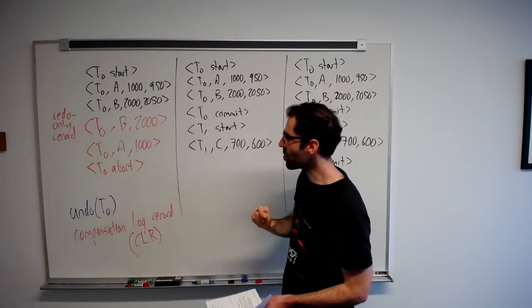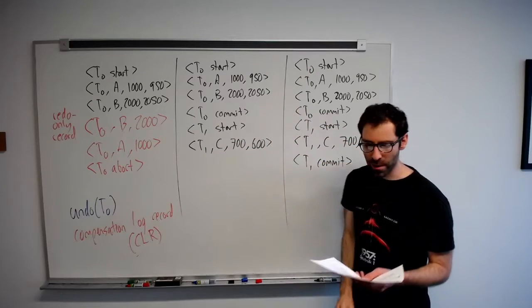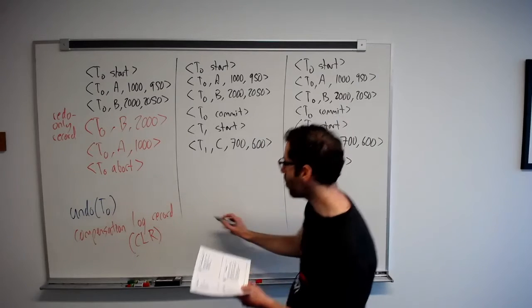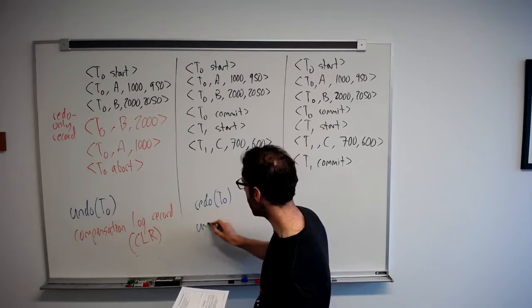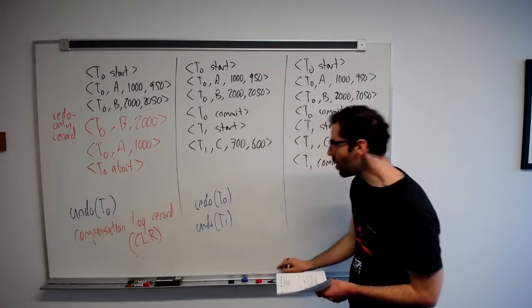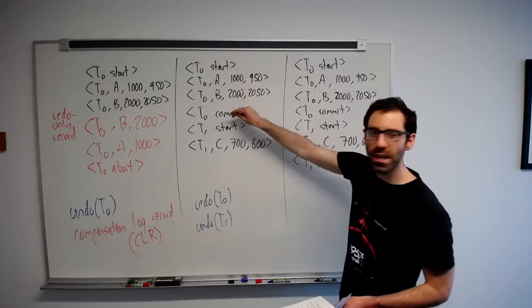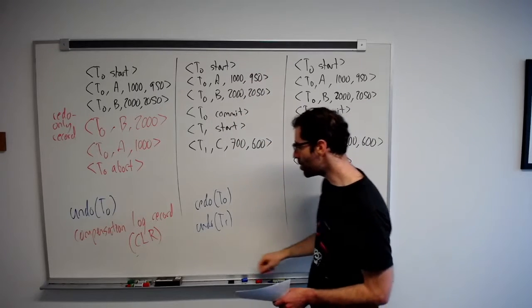All right, so this is our example where we crash in the middle of T0. Now, what if we crash in the middle of T1? For this, we are going to want to redo T0 and undo T1. T0, we can see, successfully completed in our log, so we want to redo it. T1 didn't, so we want to undo it.